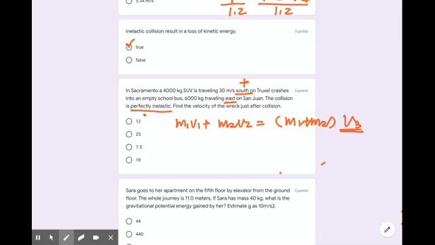Plug in the numbers: 4,000 times 30 plus 6,000 times 0 equals, add those masses up, 4,000 plus 6,000 is 10,000 times v3. Okay, and your answer is 12.